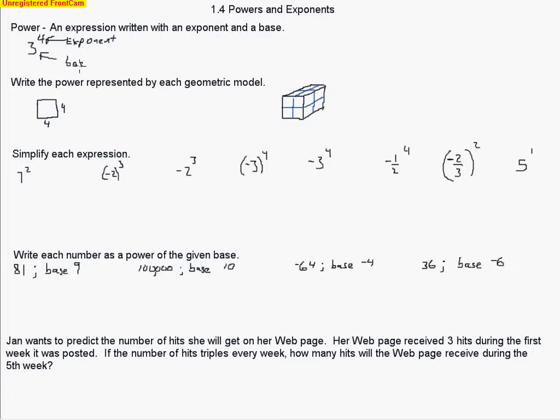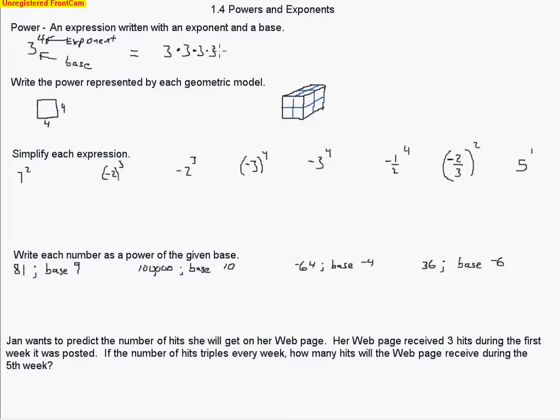And so what this represents is 3^4 power, taking 3, and instead of having to repeat multiplication 4 times, we can use this power notation, or this exponential notation. And so we have 3 times 3 times 3 times 3. That's what 3^4 represents.